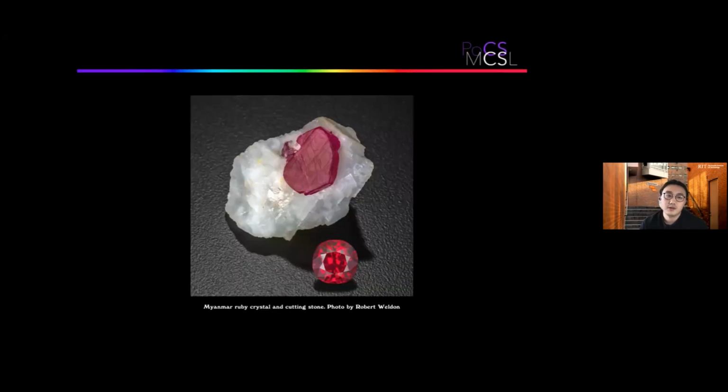So ruby is the most valuable variety of corundum mineral species. It can command the highest per carat price of any color stone. So this makes ruby one of the most important gems in the color stone market. There are lots of factors that can affect the value of ruby, such as the size, the clarity, cutting quality, and the most important one, the color.